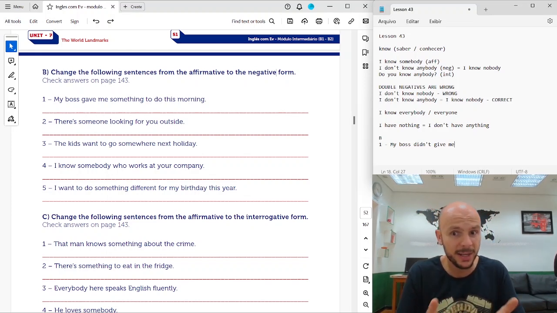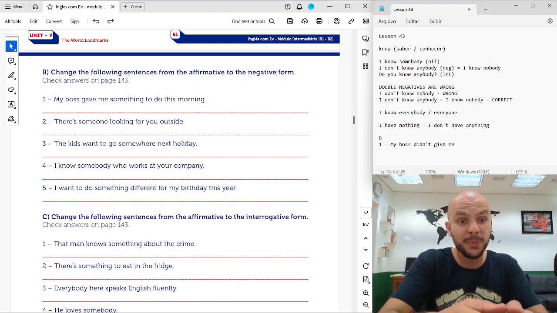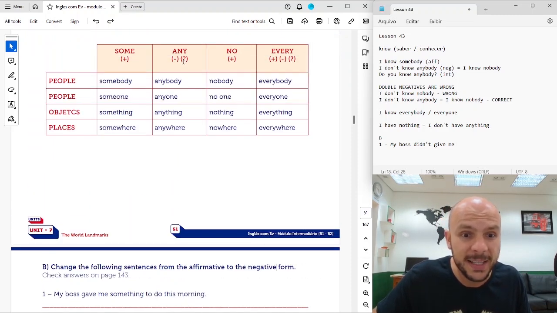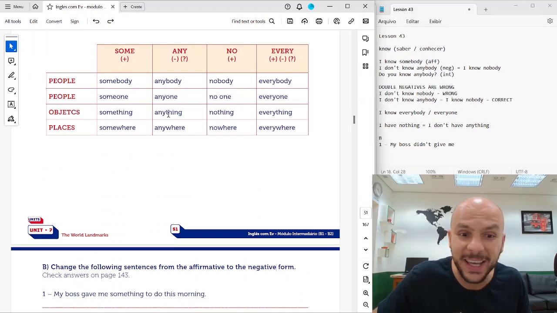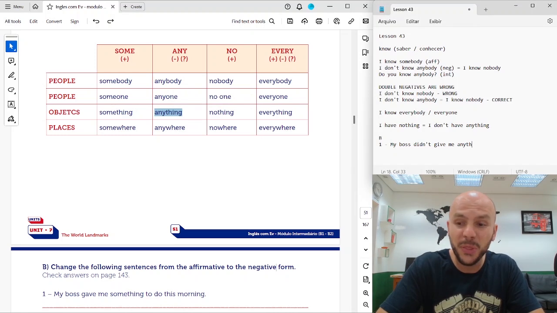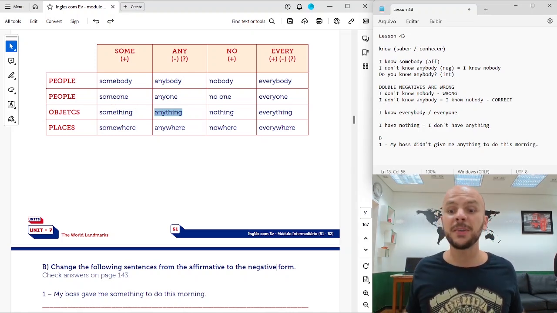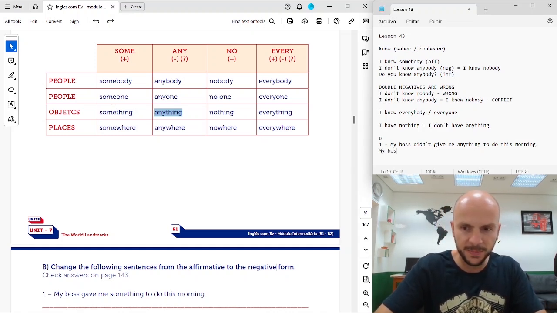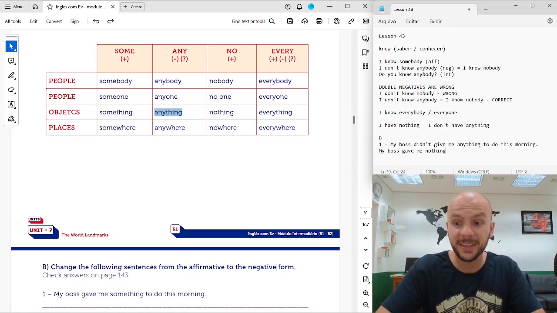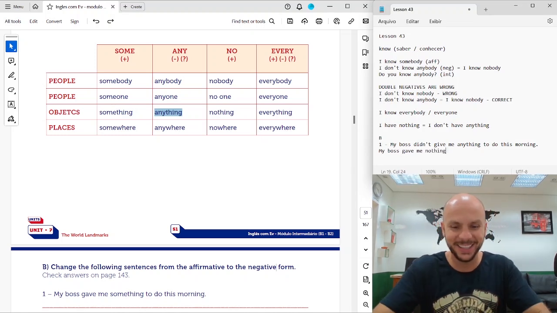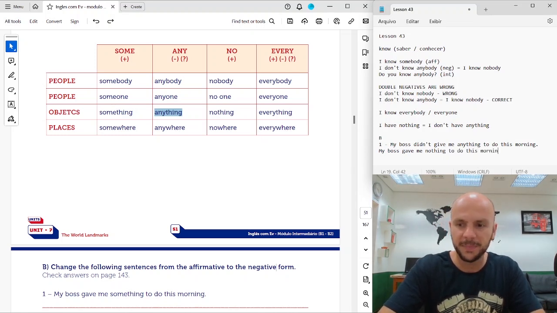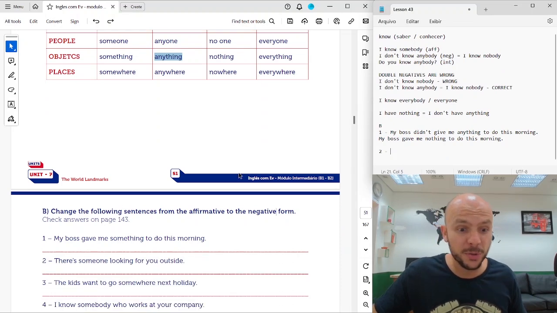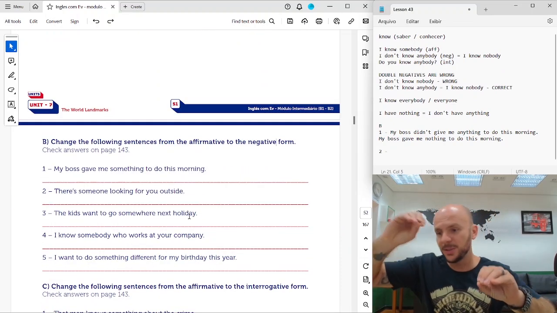I have to use auxiliary for negatives. My boss didn't give me. Something is affirmative. What is negative? Anything. My boss didn't give me anything to do this morning. Meu chefe não me deu nada para fazer essa manhã. Or, I have options. My boss gave me nothing. Ele me deu nada to do this morning. Okay? Then you are going to change the other phrases from affirmative to negative.